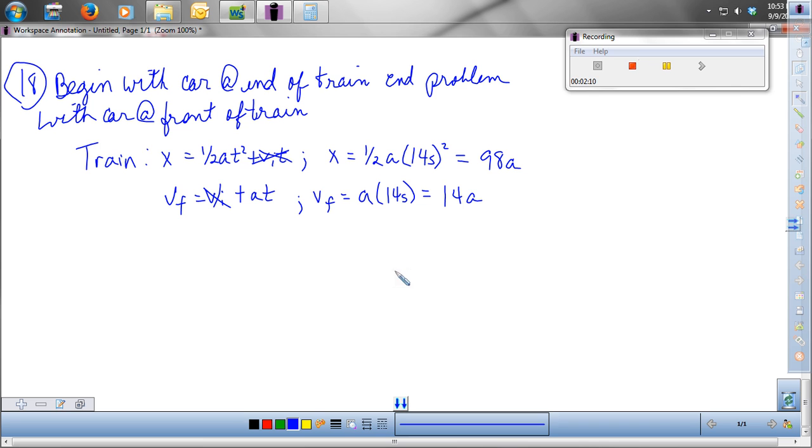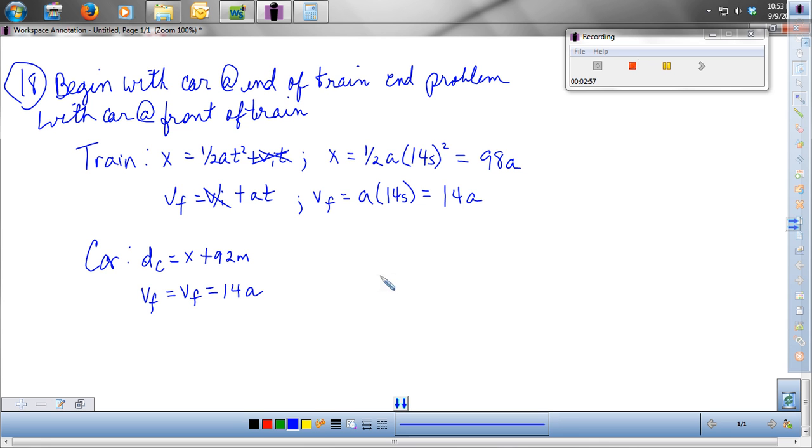Now, for the car, it travels 92 meters more than the train because the train is 92 meters long, so it's got to get to the front of the train, but while that's going on, the train is still traveling. So it's going to wind up that the distance for the car is going to be x plus 92 meters, because it has to make up the length of the train and then whatever distance the train went. Okay? And the car catches up with the train eventually, so the final speed of the car is going to equal the final speed of the train. And I know that the final speed of the train is already 14A.